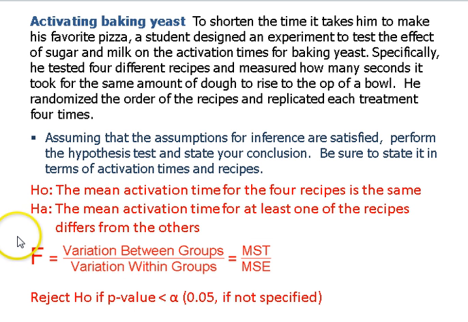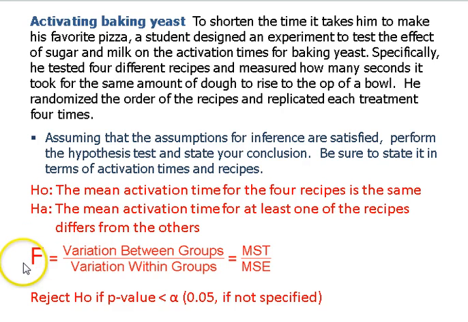Okay, so let's conduct the test. Assuming the assumptions are satisfied, perform the test. Like all hypothesis tests, we have to have a null hypothesis, which we stated: the mean activation times for the 4 recipes are the same. The alternative is that the mean activation time for at least one of the recipes is different.